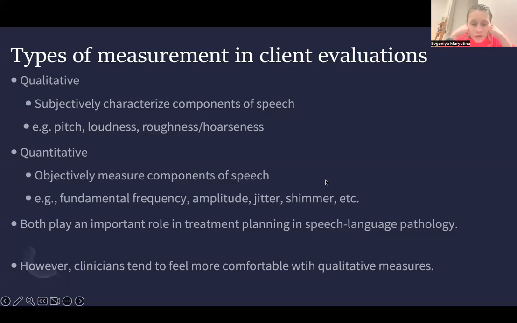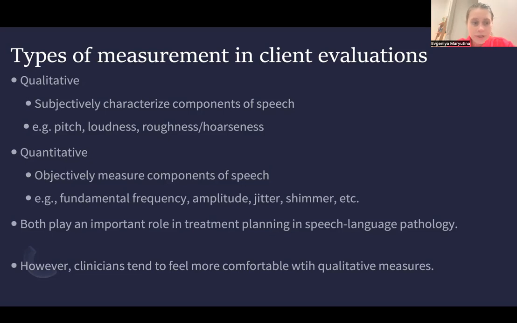So yes, the measurements could be in client evaluations, the evaluations that you create for your client of the speech, right? They could be qualitative, so they could subjectively characterize components of speech, right? So you could be listening and making your own judgments and making your own report, right? And some of these components that you will take into consideration are actually the product of psychoacoustics, right? So the concepts that we take from psychoacoustics, the ones that are based on the scale that you create as a listener. So some of them are pitch, loudness, roughness, or hoarseness of the voice. Although roughness and hoarseness, you can actually measure all of them. But like I said, that will be based on a scale as opposed to a measurement.